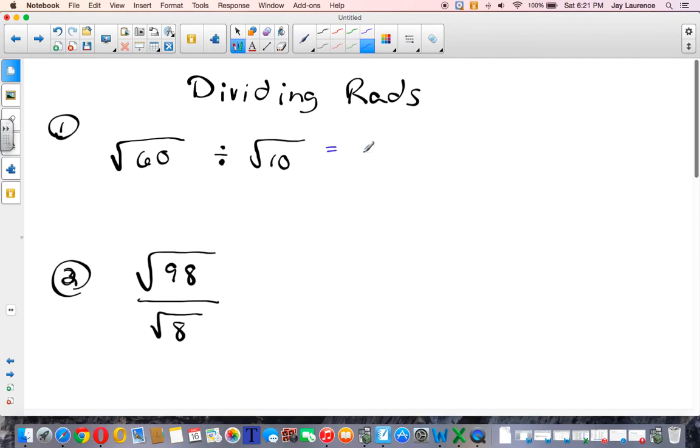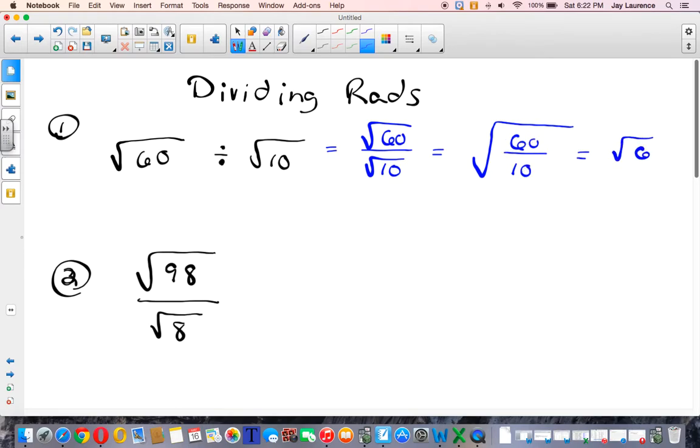I like to think about division problems as fractions, as most of you know, and so that would mean that rad 60 divided by rad 10 is this. And just like in multiplication, I can put it under one rad. I can do that in division as well, which turns this into 60 divided by 10, which is 6. So this is the rad of 6. And 6 can't be broken down into perfect square factors. I mean, its only factors are 2 and 3. Obviously, 1 is trivial, so I'm not mentioning it.